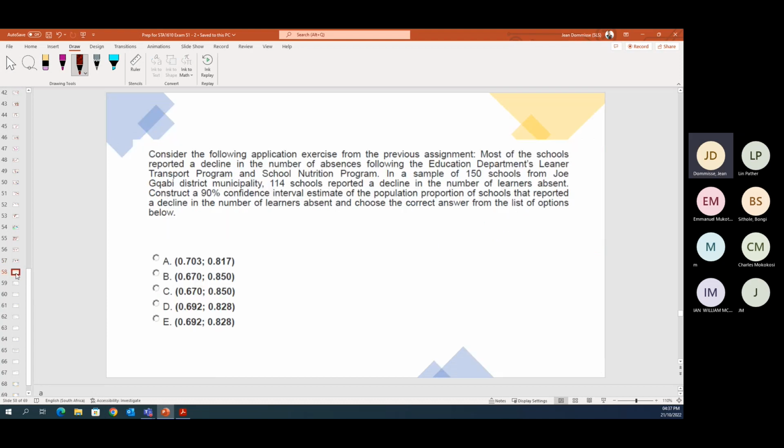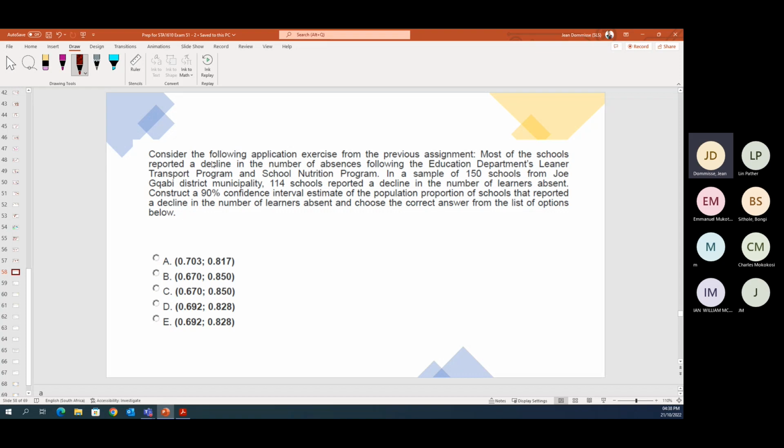Okay, the next one also a confidence interval, but this time the confidence interval is a bit different. So let's read through it and let's just get the right formula, get the right things that we need to have here.